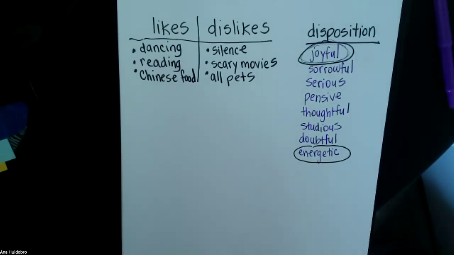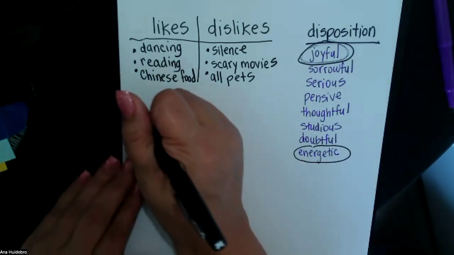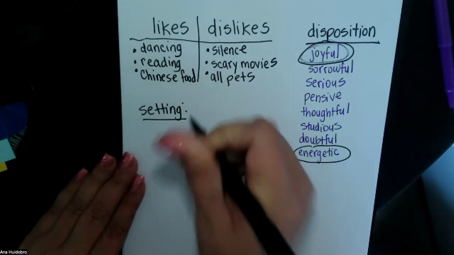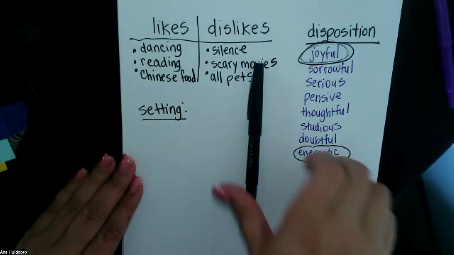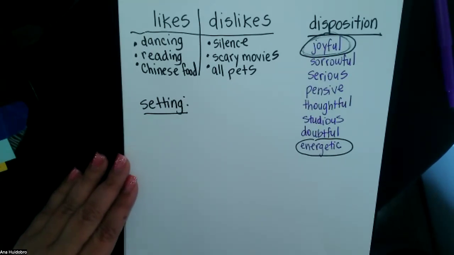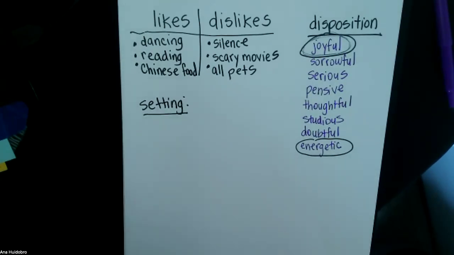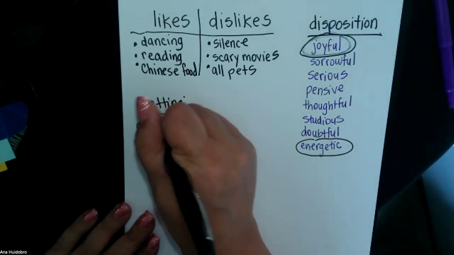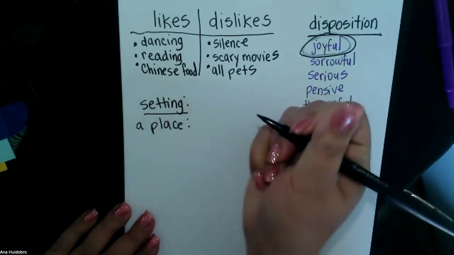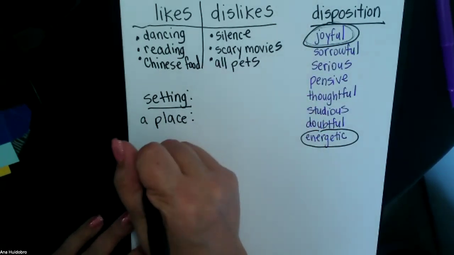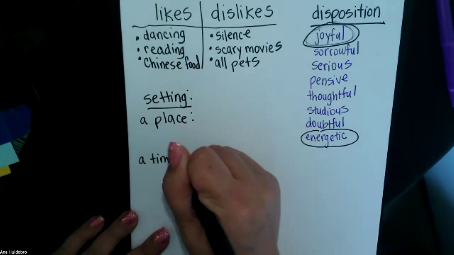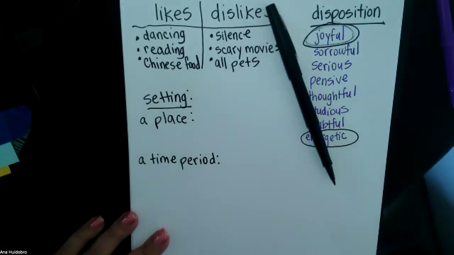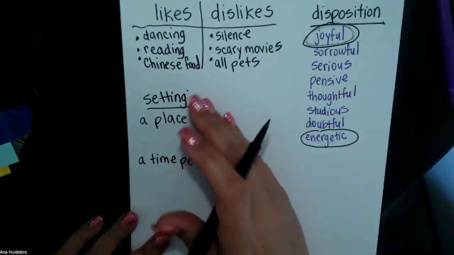We're going to talk a little bit about setting. And I want you to go ahead and write that word, setting. Okay. So setting, there's two parts to that word. There's setting like a physical place, and there's setting like a time period. I'm going to have you copy that. Okay, so there's a place and a time period.